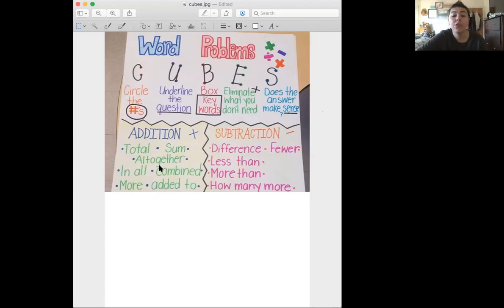We're going to review again our addition and subtraction keywords that might help us. In addition, things like total, sum, all together, in all, combined, more, or added to are all good keywords that will tell us when to add. And for subtraction, we have things like difference, fewer, less than, more than, and how many more, which help us figure out when we should subtract.